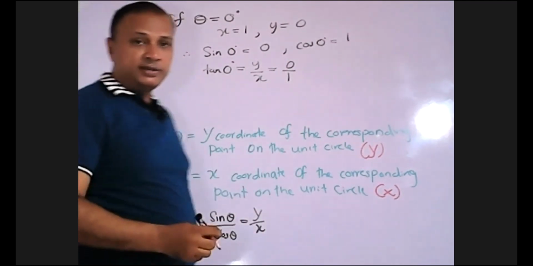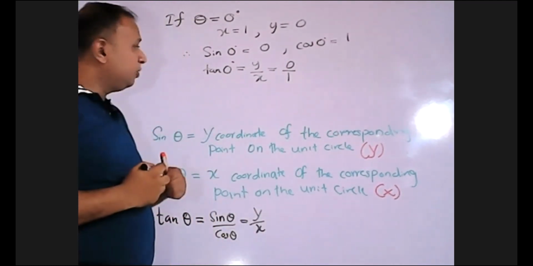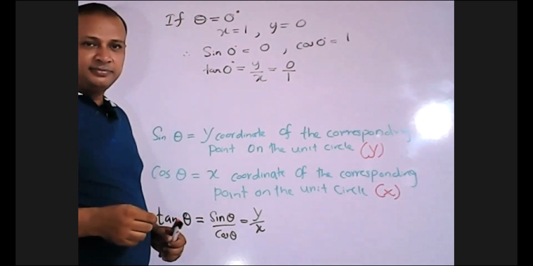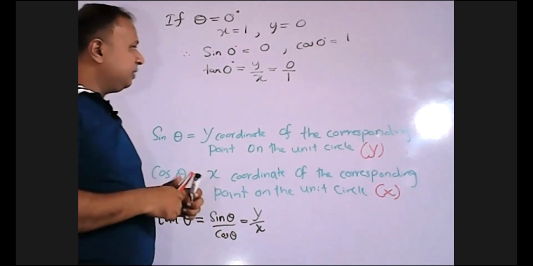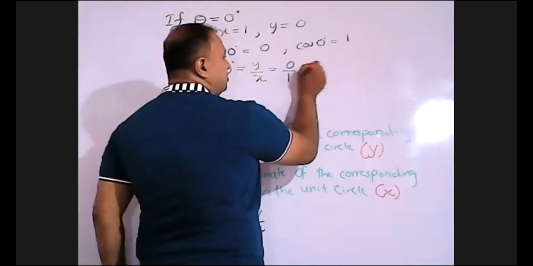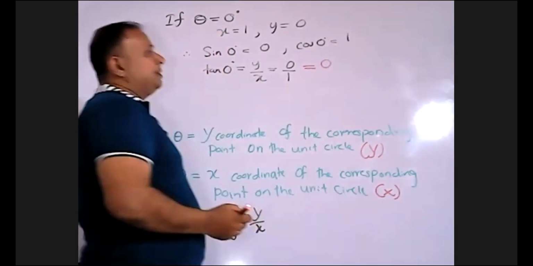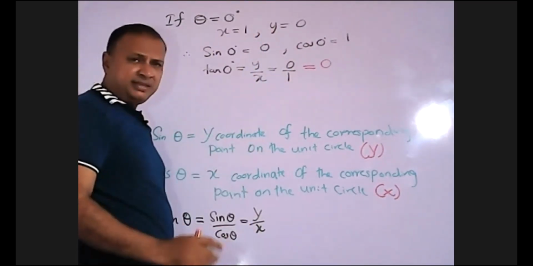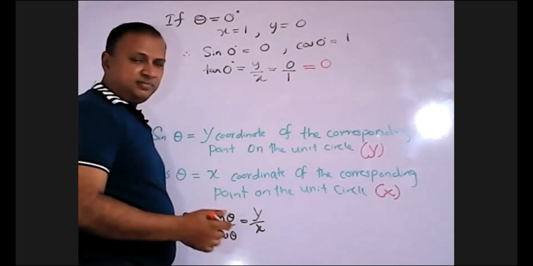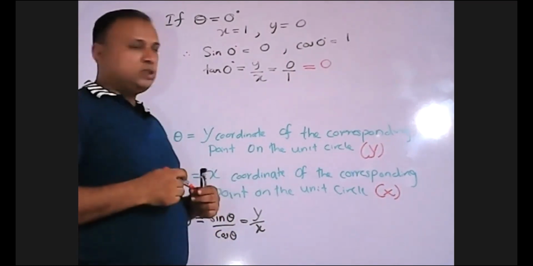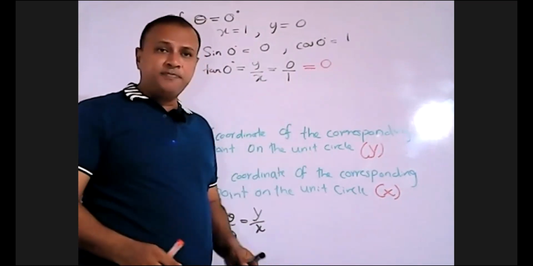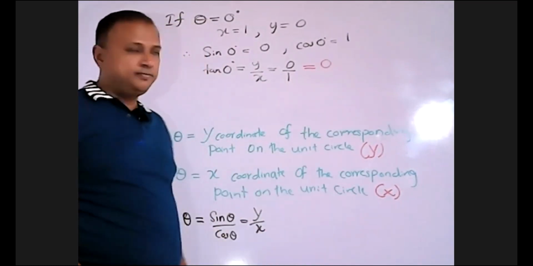So what is the value of this one? 0 over 1. It is 0. If the 0 is in the numerator, that means it is a multiplication. So if you multiply any number by 0, the answer will be 0. Okay.